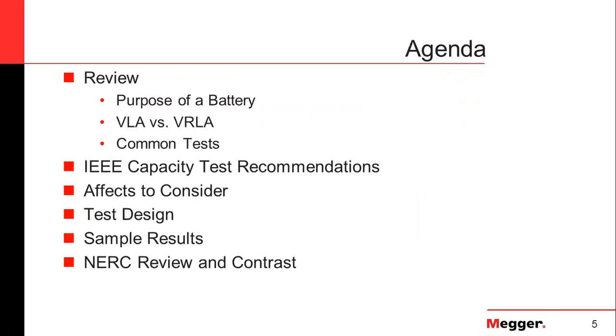Okay, so our agenda for today, the first thing we're going to do is a brief review of the purpose of a battery. The two technologies that we're going to be discussing are the VLA, or vented lead acid, and the valve-regulated lead acid batteries, which are the majority of the batteries out there. And the common tests that are performed on batteries. We will then go into the IEEE capacity test recommendations, the different types of tests we'll do, and how you use those to design a test, the effects that we need to consider when we're performing the different tests. Then we'll do a quick review of what the results will look like provided by the MEGR solution, and just do a quick review of the NERC recommendations and compare those to what IEEE recommends.